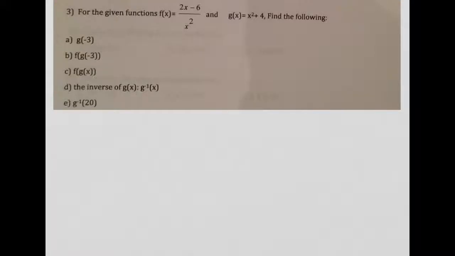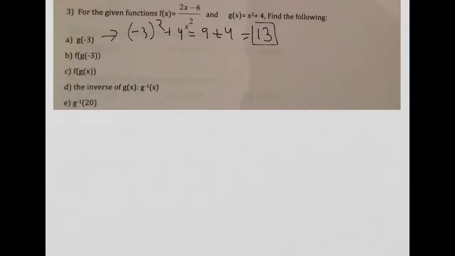Okay, number 3, there are different parts of this question. So let's figure out the first one there, g of negative 3. That means we're plugging in negative 3 in the g function. So it's negative 3 squared plus 4, 9 plus 4. So the answer for A is 13.